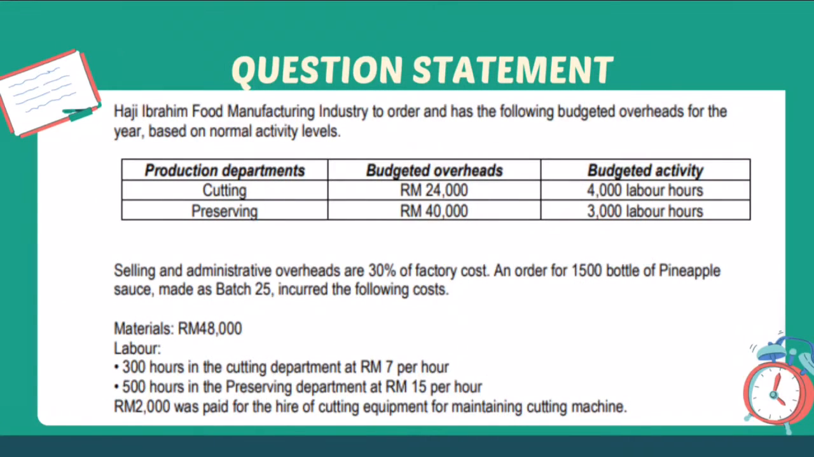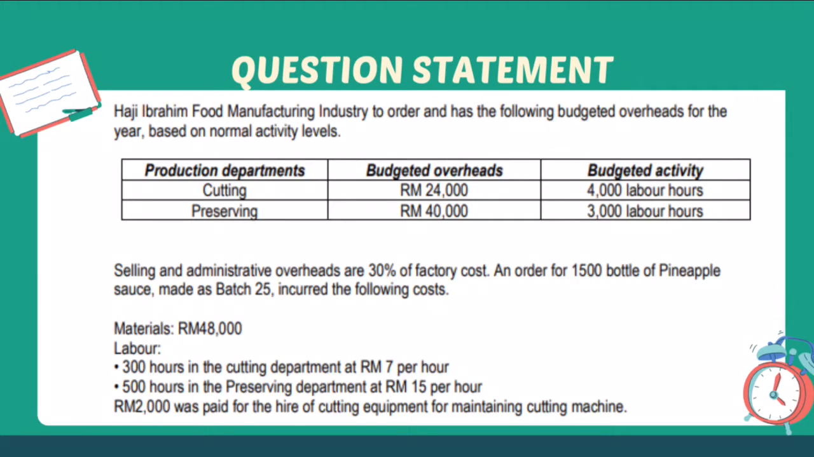Next, we move to the question statement. In this question statement, we can see that Haji Ibrahim Food Manufacturing Industry produces to order and has the following budgeted overhead for the year based on the normal activity level. We have two departments here, which are cutting and preserving. The budgeted overhead for cutting is about 24,000, while for preserving it is about 40,000. Besides, the budgeted activity is about 4,000 labor hours for the cutting department and 3,000 labor hours for the preserving department.